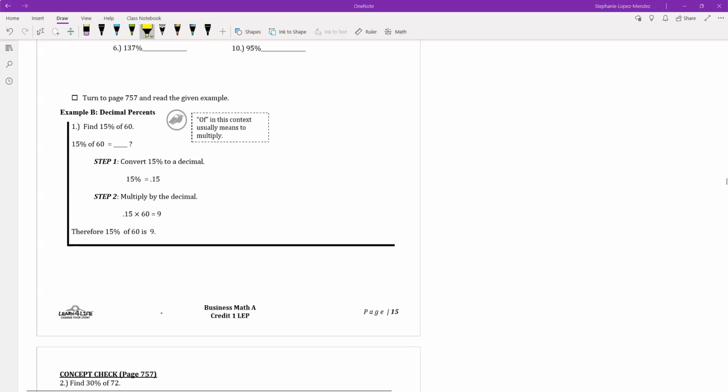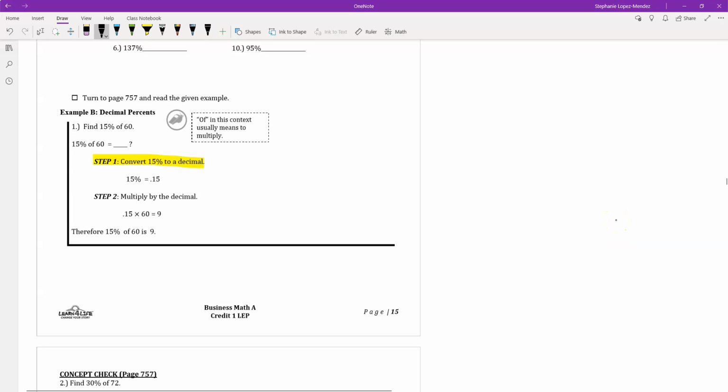Okay, so now that we know how to convert a percent to a decimal, we go a little bit farther and we will now be working on finding percents of an amount. Remember how we did a percent to a decimal? That's always going to be our first step in this case. So step number 1 is convert 15% to a decimal. This is just an example, so we can always work with any other number that is not 15.